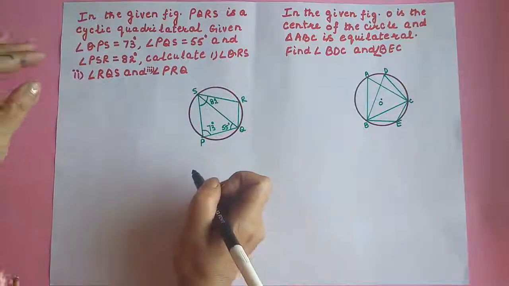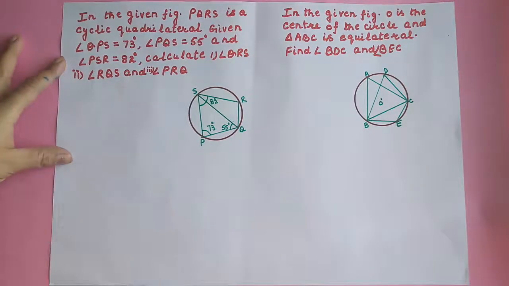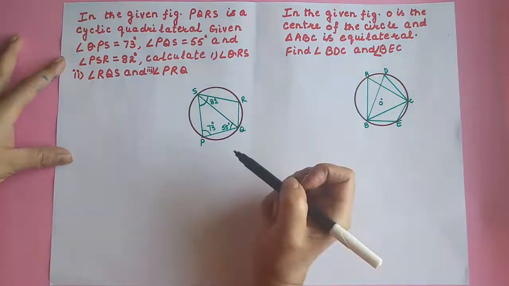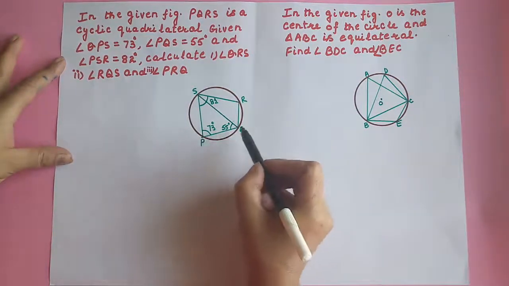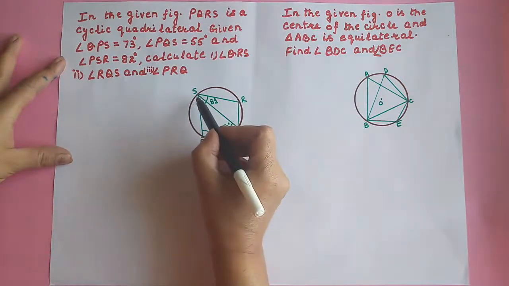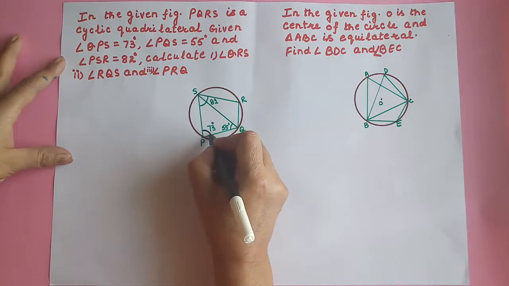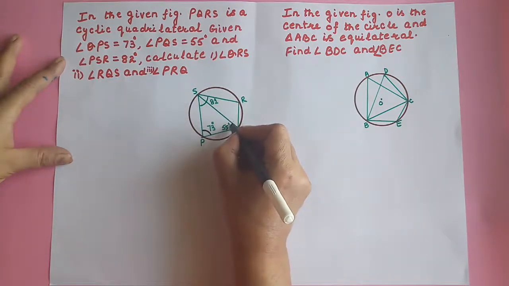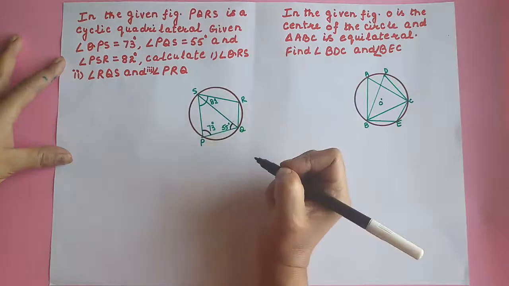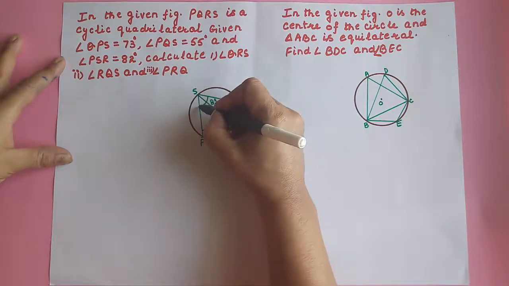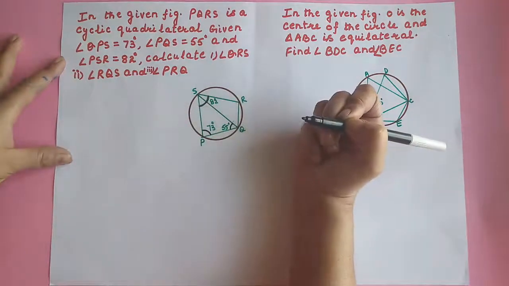In this video, we are going to continue with the circles. Now, in the given figure, PQRS is a cyclic quadrilateral and it's given that angle QPS, that means this angle, is 73 degrees, angle PQS is 55 degrees, and angle PSR, that means this entire angle, is 82 degrees.